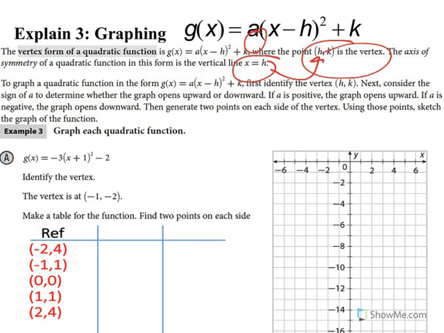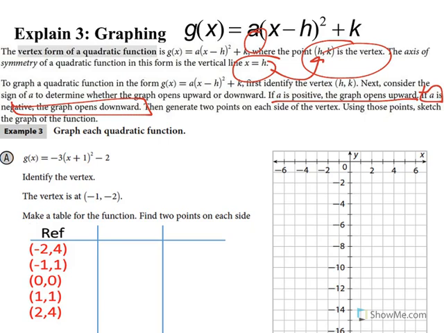To graph a quadratic function in the form g of x equals a times the quantity x minus h squared plus k, first identify the vertex (h, k). Next, consider the sign of A to determine whether the graph opens upward or downward. If A is positive, the graph opens upward. If A is negative, the graph opens downward. Then generate 2 points on each side of the vertex. Using these points, sketch the graph of the function.